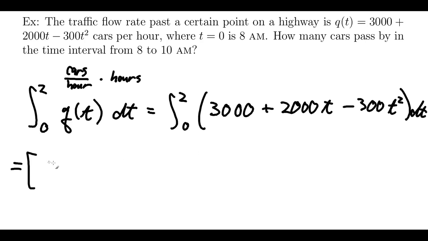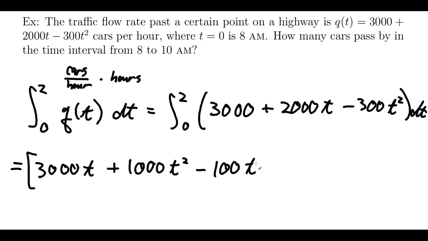Let's find an antiderivative. We get 3,000t plus, we have a 2,000t. When we integrate that, that becomes t squared over 2, so canceling that is 1,000t squared. Minus, we have 300 times this t squared. Integrating t squared is t cubed over 3, so that simplifies down to 100t cubed. There is an antiderivative, and we're going from 0 to 2.